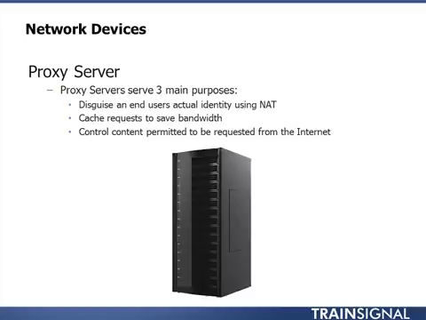One thing it can do is disguise an end user's actual identity and allow them to use an internal private IP address using NAT, Network Address Translation. I mentioned that back in the IP addressing lesson. It can also do something called caching. When one client makes a request, let's say out on the internet, I want to go to some web page out there, it goes through the proxy server. The proxy server actually makes the request. When the request comes back, it saves it in its own memory so that when a second client makes the same request, it doesn't have to go out to the internet. It just says, oh, here you go, I have this saved here. So you can save on bandwidth.